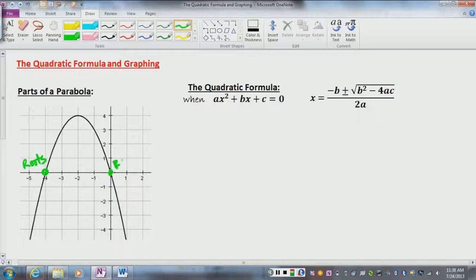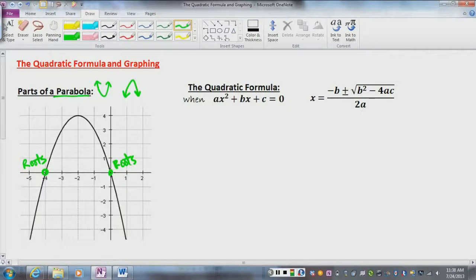Whenever you solve a quadratic equation and you find those values for x, they are actually the x-intercepts of your parabola. And when I say parabola, what I'm referring to is this U-shaped graph. In this case, our parabola is opening downward, but sometimes our parabola can open upward as well.